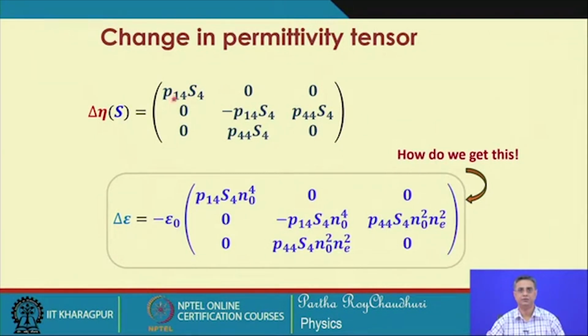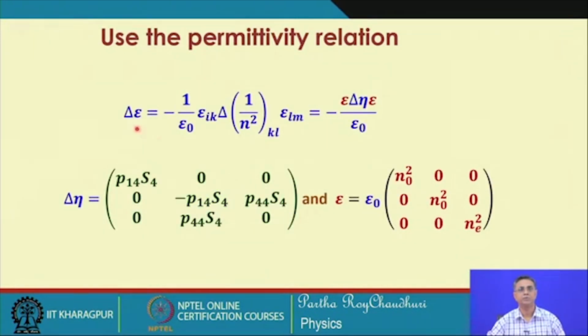Therefore, this change in the impermeability tensor will lead to this change in the permittivity tensor. We will get this equation. So, how do we get this form? Because once we have this in hand, then we can calculate the change in the refractive indices and the birefringence. Therefore, this is the relation that we have used earlier also, delta epsilon_ik equals minus epsilon_ij delta eta_jl epsilon_lk.